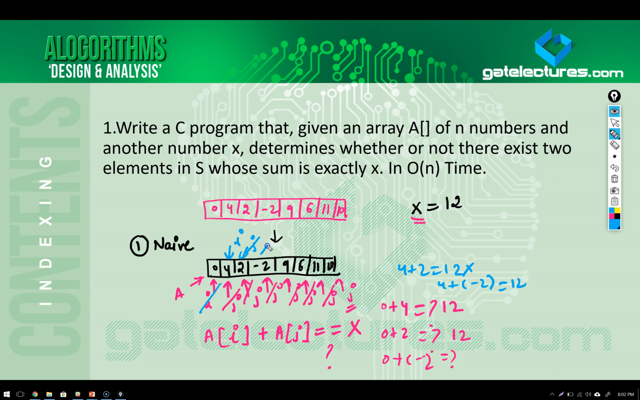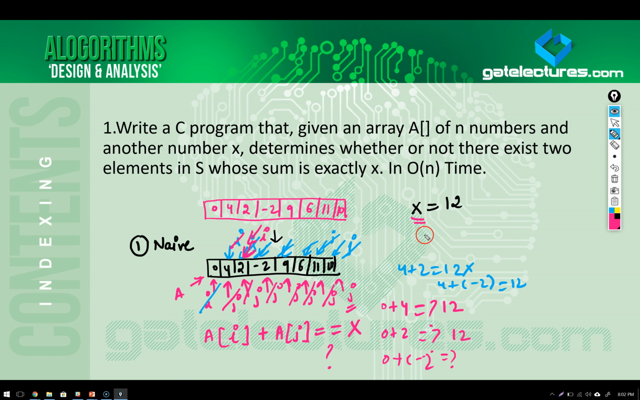No. Again, 4 plus 9 is equal to 12? No. 4 plus 6, is it equal to 12? No. 4 plus 11, is it equal to 12? No. 4 plus 10, is it equal to 12? No. Again, if we cannot find the number, then we can again increment the value of I. So next time I will point to this location, which is this 2.